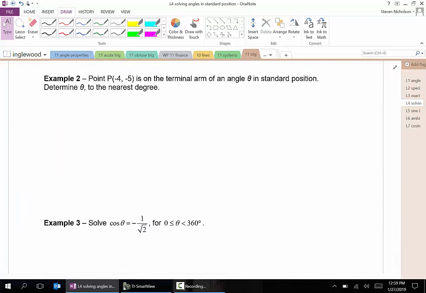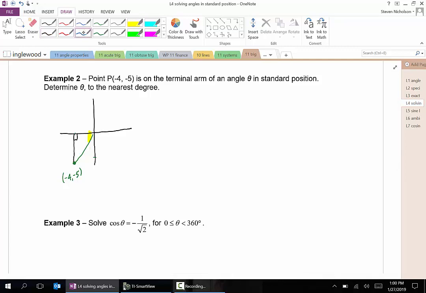So let's look at a few more examples. Again, an example that was similar to something we did before. Point -5, -4 is the terminal arm of angle theta in standard position. Determine this angle. So again, it's always a good idea to draw a picture, even if you don't need it. So -4 there, -5 there. Here's my coordinate, -4, comma, -5. And again, we're going to construct our reference triangle, and here's our reference angle.